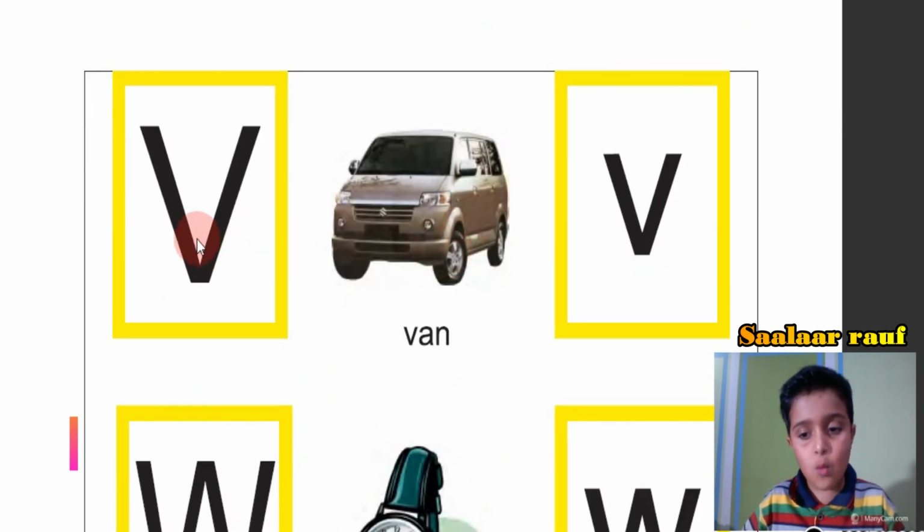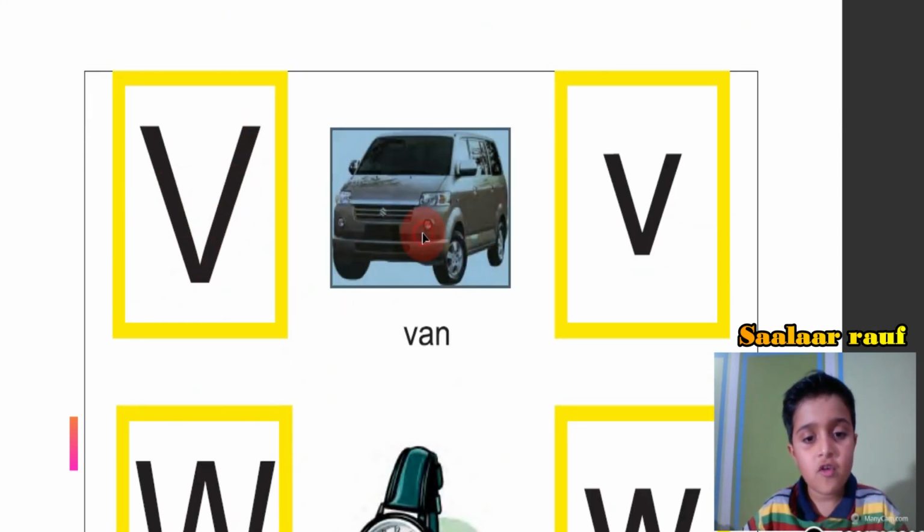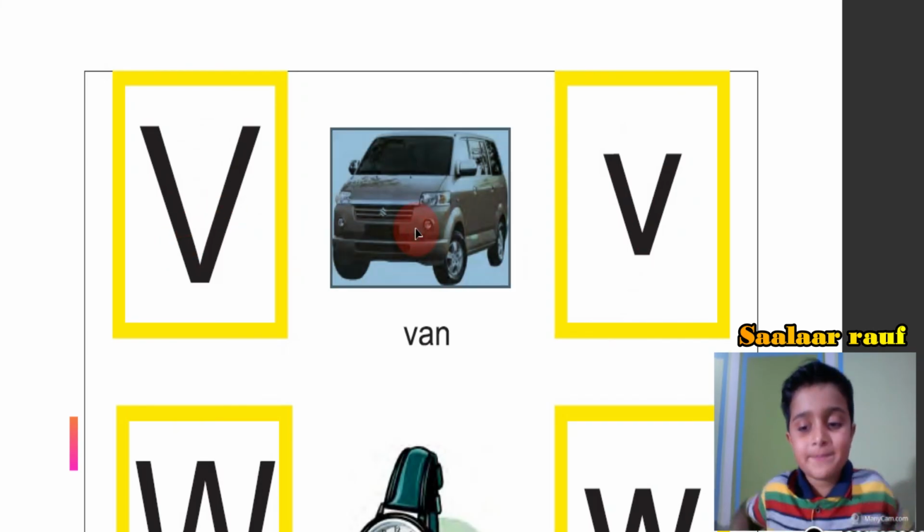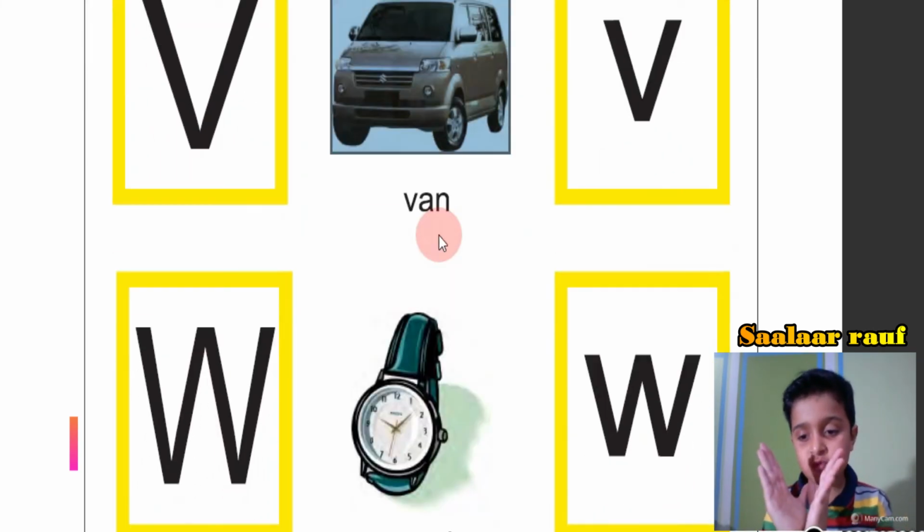Next alphabet is coming. V. V for van. This is smaller V and this is capital V. V for van.